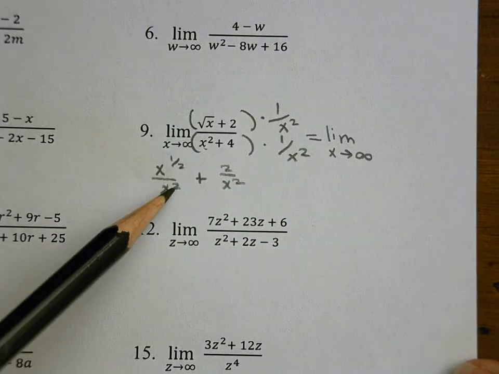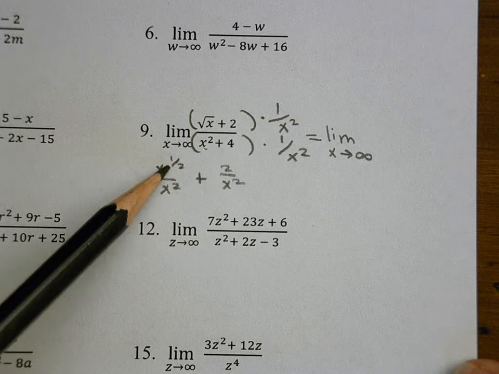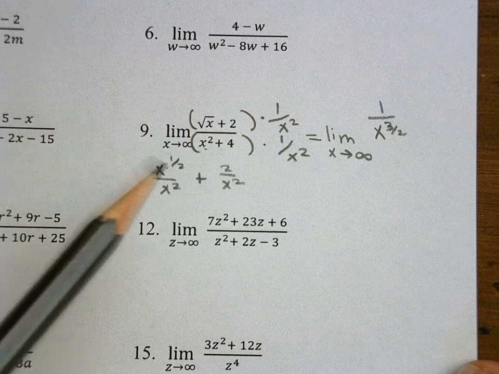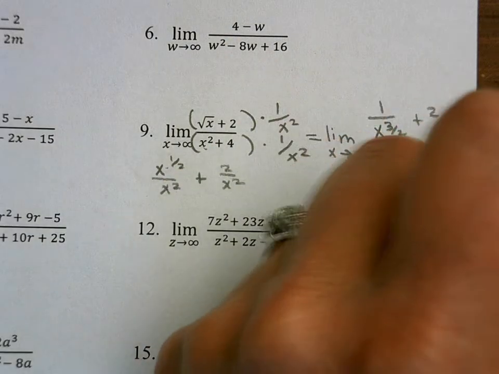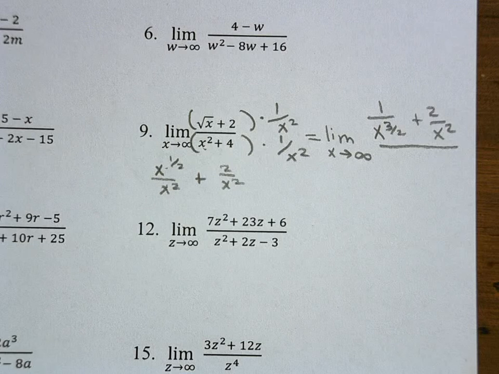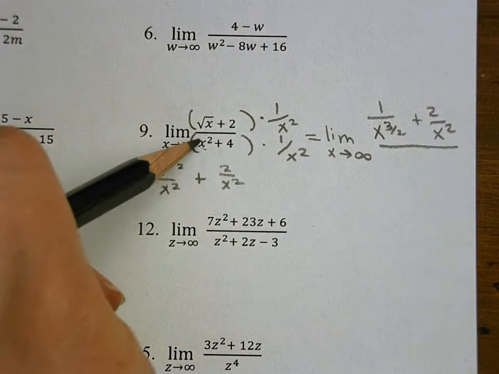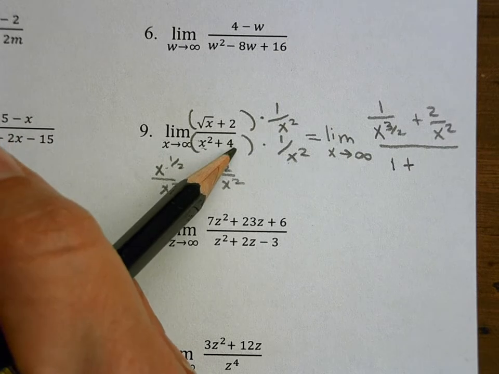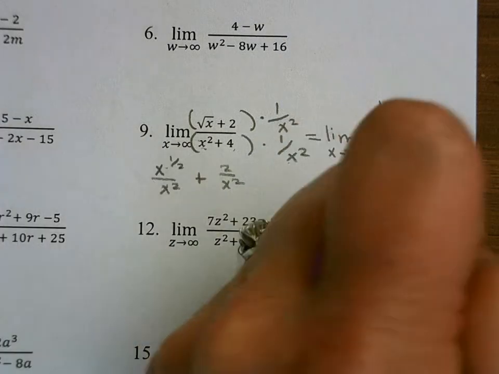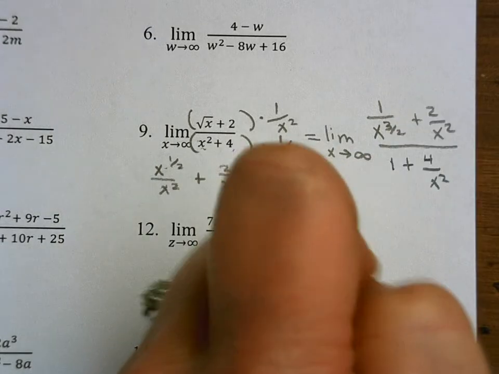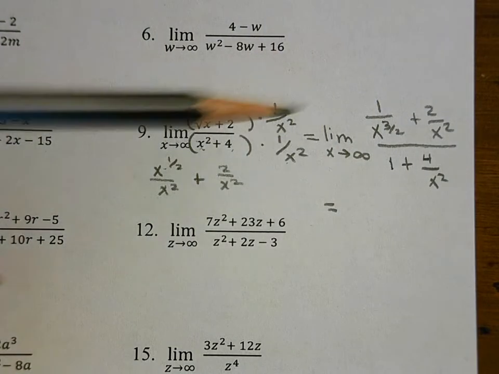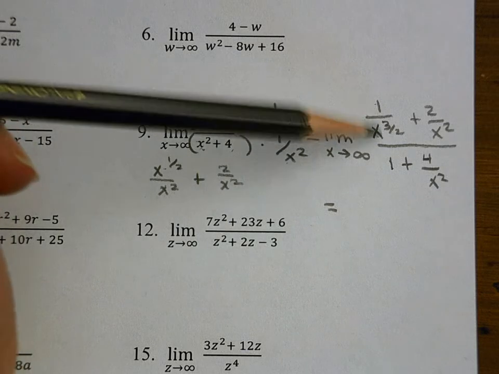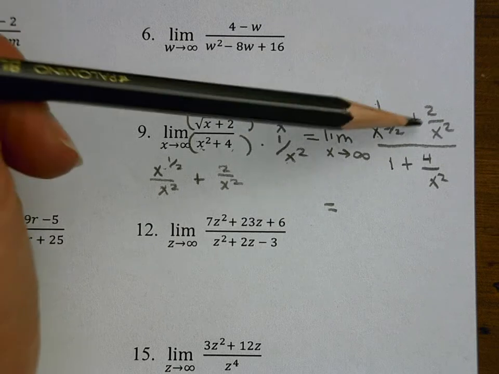When I reduce that, I want to subtract my powers, so 2 minus 1/2 is 1.5, or 3/2, and then just 2 over x squared. And then for the denominator, the x squareds will cancel, so that'll just leave a 1, and 4 times 1 over x squared is 4 over x squared. Now I'm going to go ahead and take that limit. The limit of this will end up being 0, right? Any value over any power will be 0. And so will this one, so I'll have 0 plus 0.